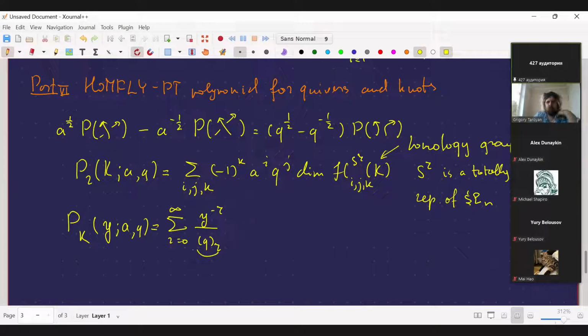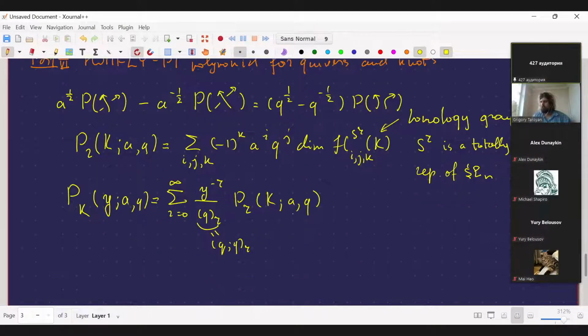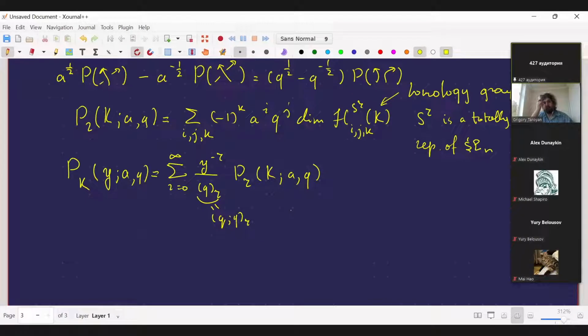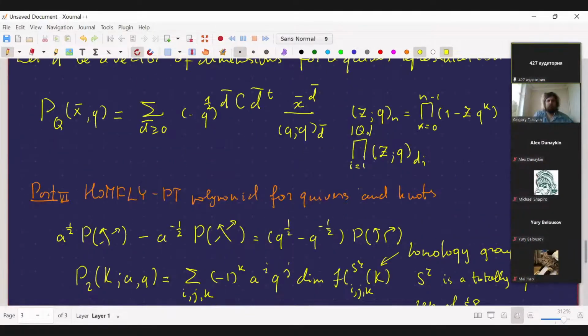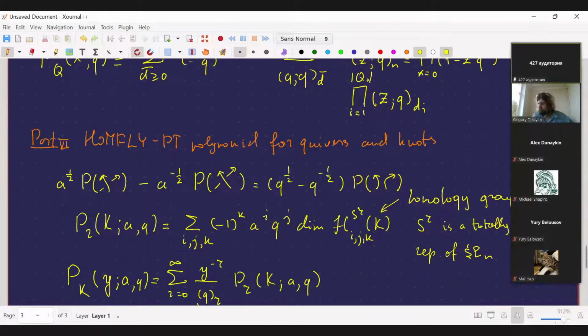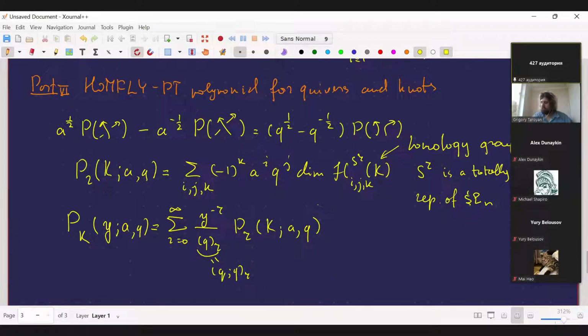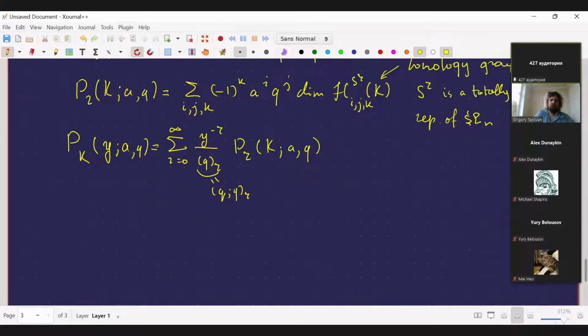So this is the symbol which we defined earlier, but the shortened notation for Q_R. So we can assemble this into a series. Now we're ready to define correspondence for quivers and knots. I'm sorry, I probably... yes. So now we're ready to define what is the knot-quiver correspondence.